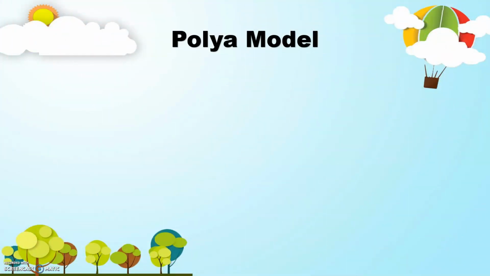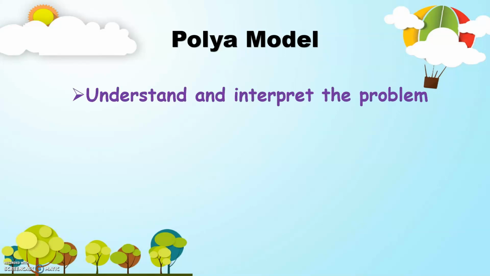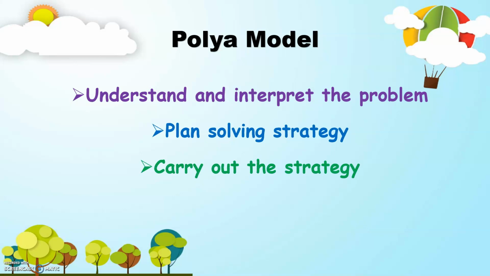To solve the questions of problem solving, we will use Polya model. That is, first, understand and interpret the problem. Second, plan solving strategy. Third step is carry out the strategy. Lastly, check the answers. We will follow the 4 steps here.